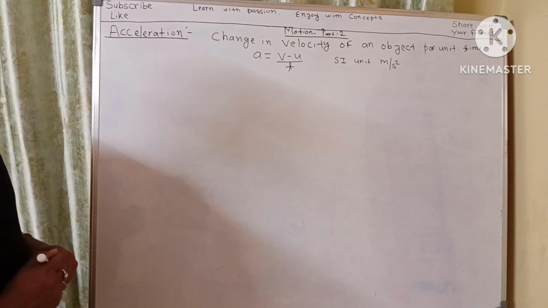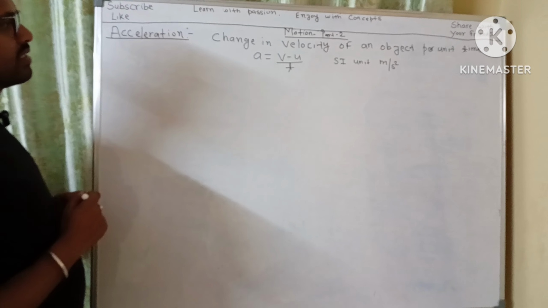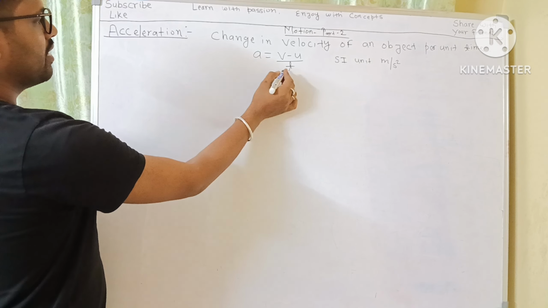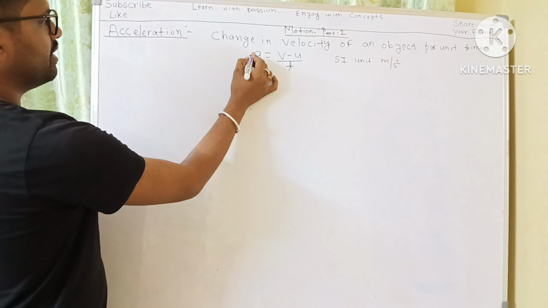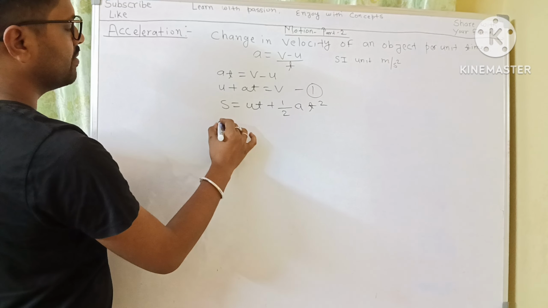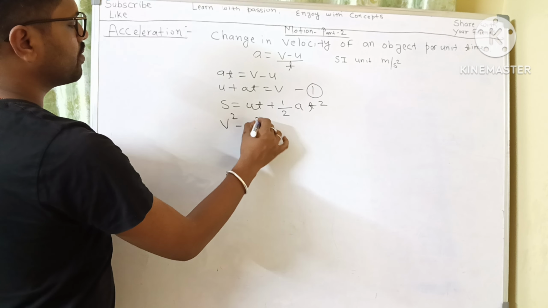Now we will see the equations of motion, a very important concept. From here we can say at, t will come to this side, so at equals v minus u. This u, when it moves to the other side, becomes positive: u plus at equals v. So this is the first equation of motion: v equals u plus at. Similarly, we have another equation of motion, s equals ut plus half at square. And third, we have v square minus u square equals 2as.